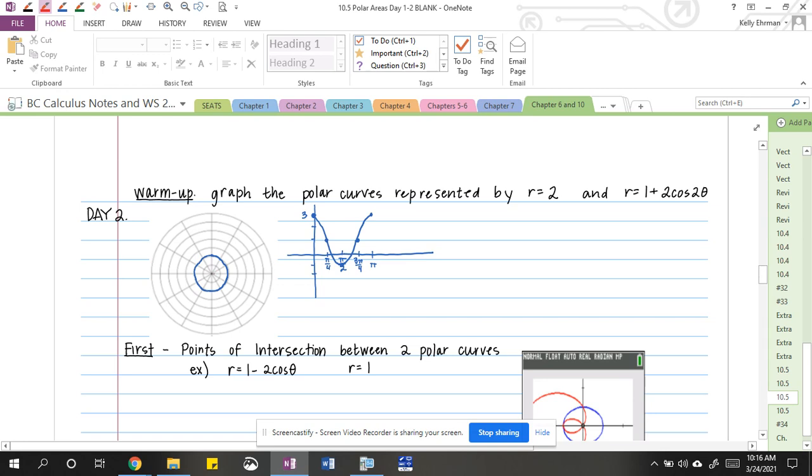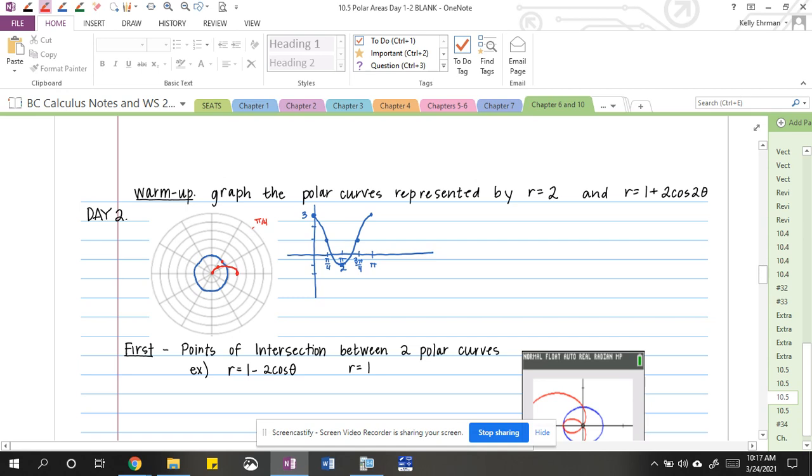So face 0 and go out 3 units. At pi over 4, here's pi over 4. There's not a line on this grid for that. At pi over 4, go out 1 unit, which would not be on the circle. Right there. Okay. And then hit the pole at some point. So get back to the pole. So we've got this going on right now.